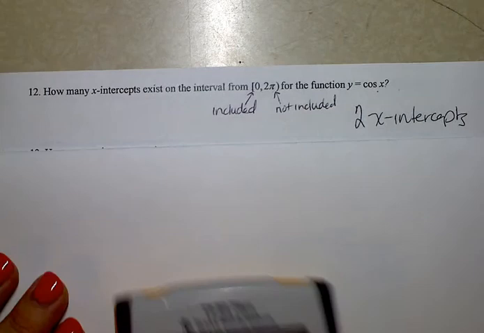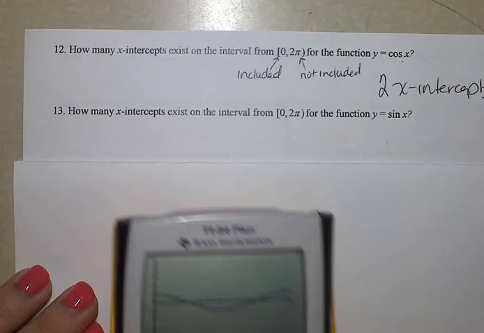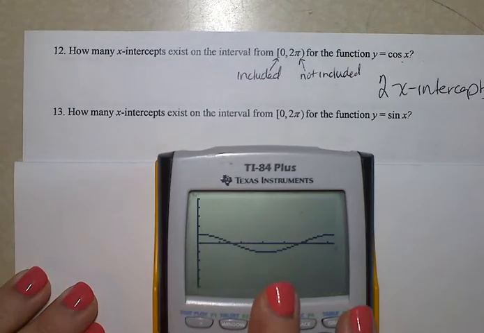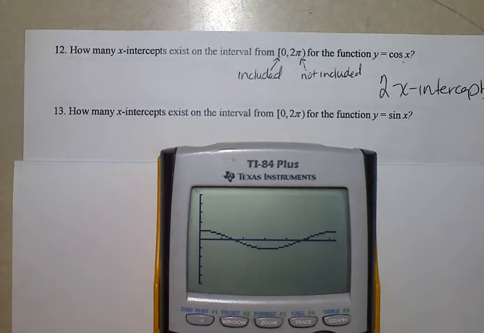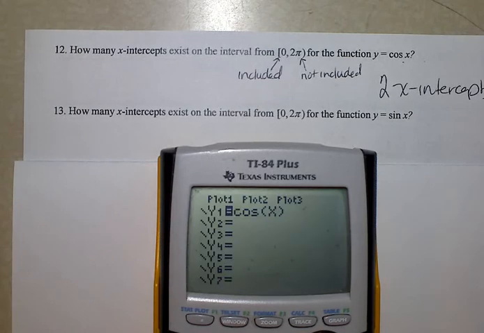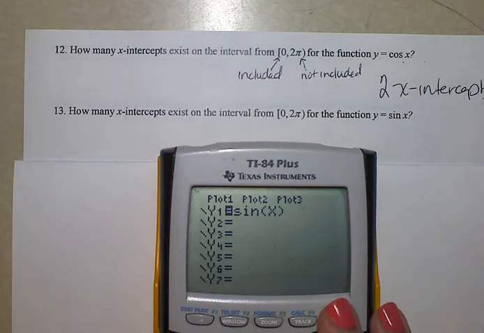Let's go on to the next problem. And the next problem asks the same thing. It used the same interval, except they want us to do the sine. So instead of erasing everything, let's just go up here. Let's erase cosine and make it a sine. Now hit graph.